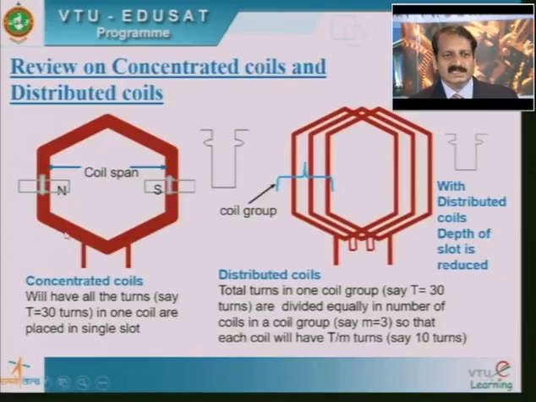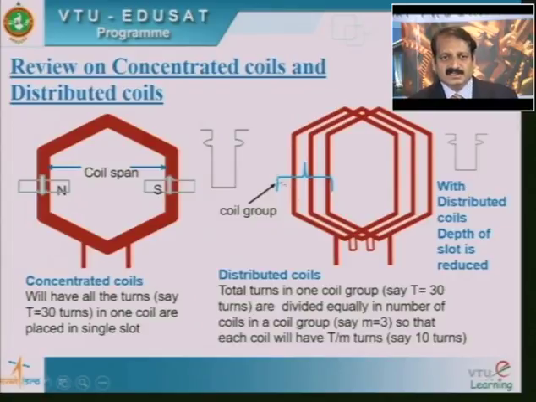That means the 30 turns in each coil side of a concentrated coil is now distributed amongst 3 coil sides of the coil group in a distributed coil. So the number of turns placed in each coil of a coil group in this distributed coil is given by T by M, where M is the number of coils in a coil group. So each coil in a coil group will have only 10 turns in this particular case.